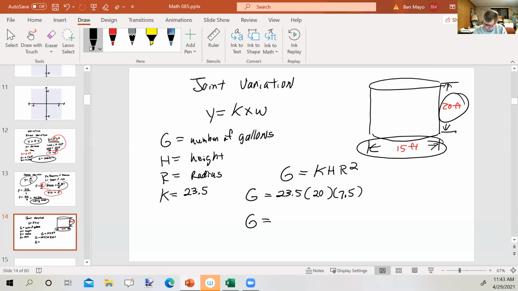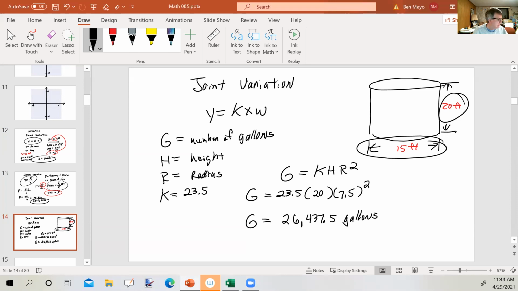Oh, I forgot to square this. That is a common mistake that students make. Be very careful that you bring along any powers, squares, or cubes, or whatever. Okay. And I get 26,437.5, and that would be gallons. So this oil storage tank holds 26,437.5 gallons.